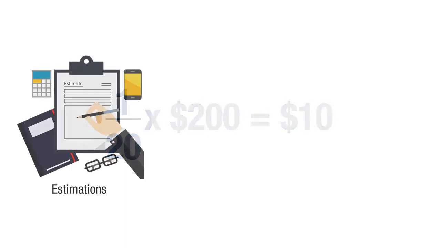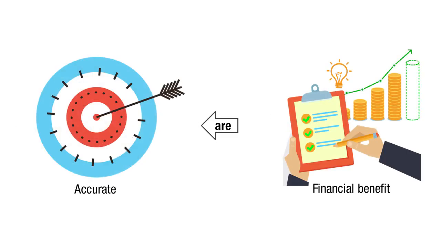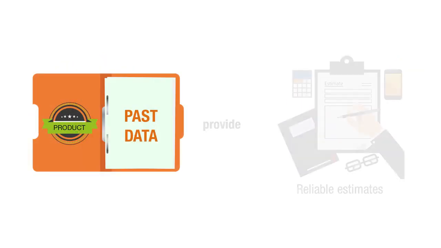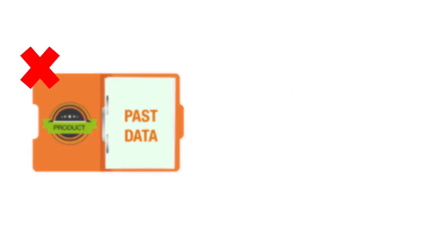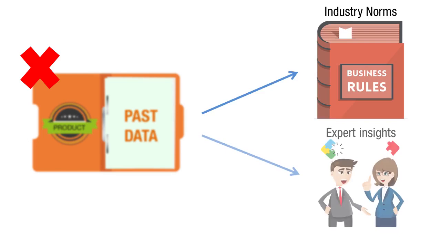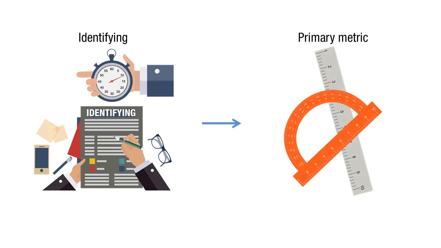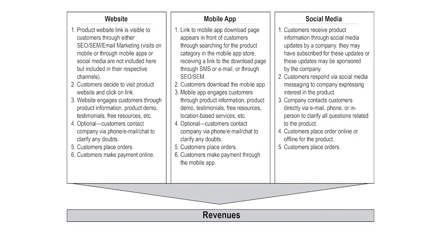It's important that estimations used for arriving at financial benefit for metrics are as accurate as possible. Past data on similar products can provide reliable estimates, or if such data is not available, then using industry norms or expert insights can prove valuable in arriving at estimates. After identifying the primary metric, the company must work backward to identify key conversion stages for each digital marketing channel. An illustration is shown here.